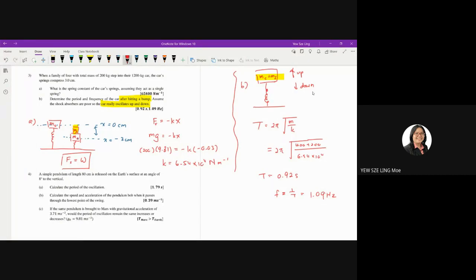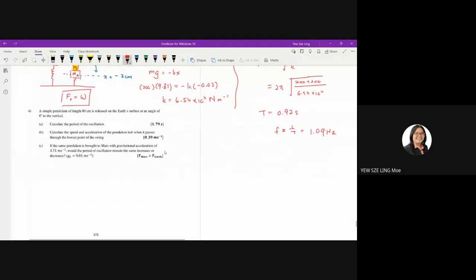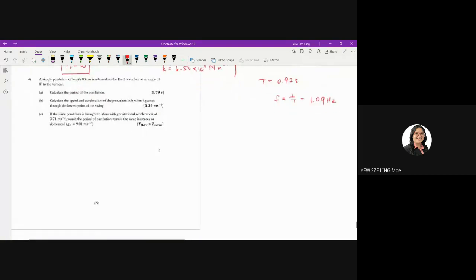Okay, so let us move on to the last questions. Question number 3 just shows you when we use which mass, to let you understand the difference between one mass and two masses.